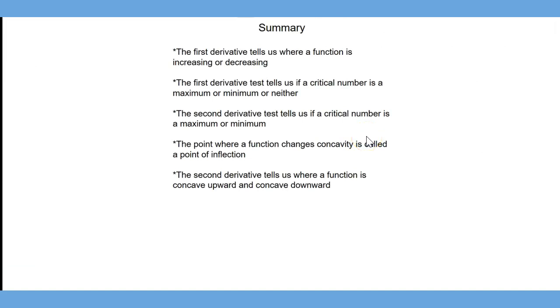This was a big, huge section, and there are a lot of problems in the homework, but summarizing, the first derivative tells us where a function's increasing or decreasing, and it will tell us where it has a maximum or a minimum, local max or min. The second derivative tells us where a function's concave up or concave down, and where it changes concavity is the inflection point, and that's where the second derivative is 0.